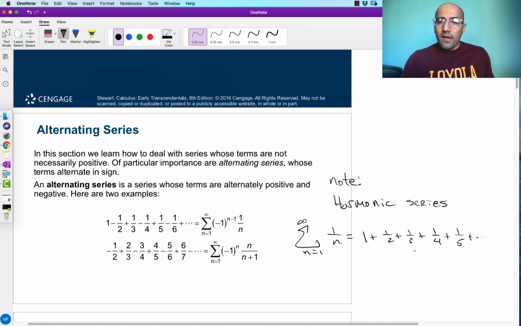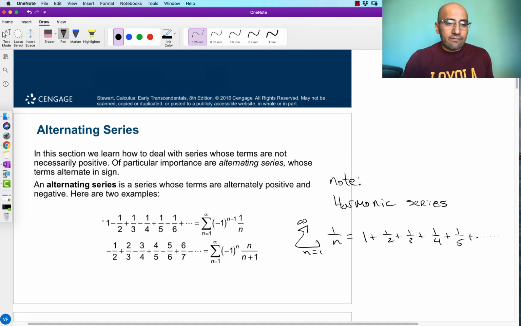And remember that this is a series that very famously does not converge, right? This does not add up to some constant. This adds up to infinity. It just keeps growing, growing, growing, growing. So this is one of those famous examples of a series whose individual terms are all positive, whose individual terms converge to 0, and yet the whole series diverges.